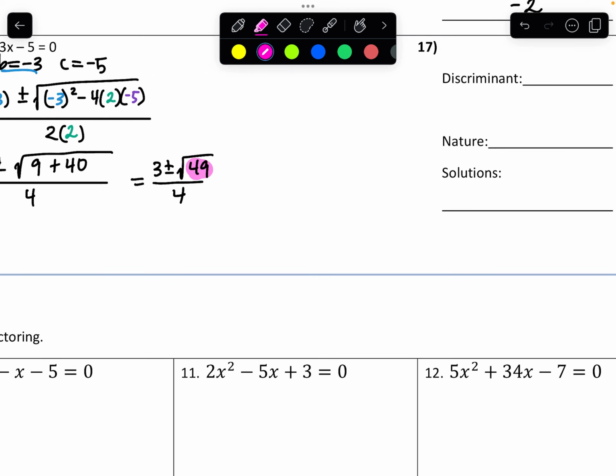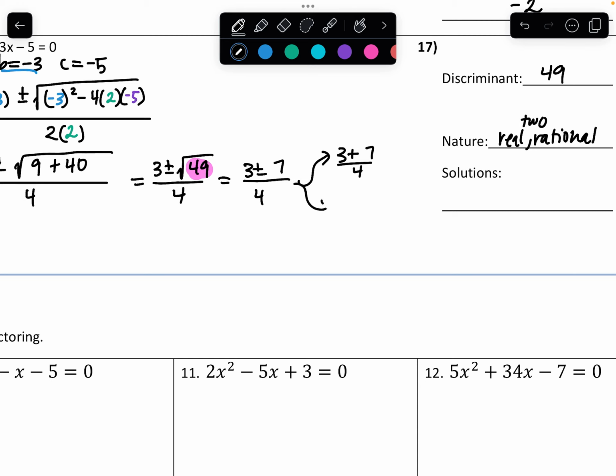So our discriminant, 49, is a perfect square. And so that means we're going to have real rational solutions. 2 of them. So square root of 49 is just 7. And so we can simplify all the way to these rational numbers, 3 plus 7 over 4, and then we'll do 3 minus 7 over 4. This would be 10 over 4, which is 5 over 2. This would be negative 4 over 4, which is negative 1.